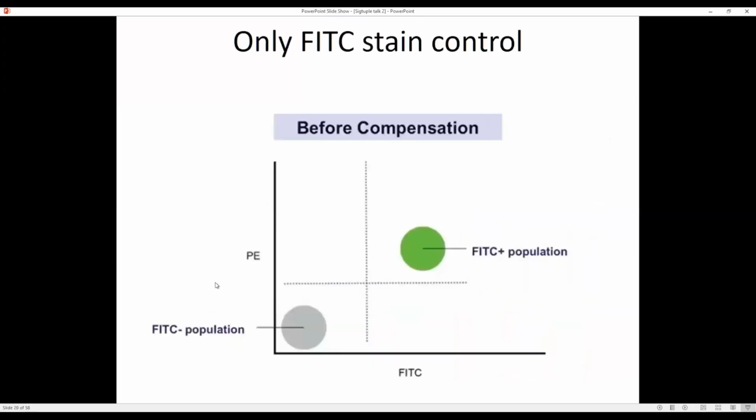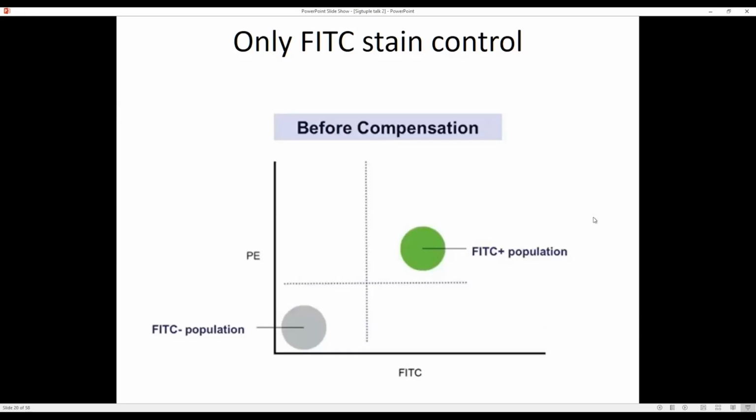Okay. Now you see here, I've run a single stain FITC. Remember, I have run a single stain FITC. Now you can see that there is a signal in PE, which means, is it true signal or false signal? It's a false signal because I've stained only with FITC. How come you can get PE signal? You should not get, right?